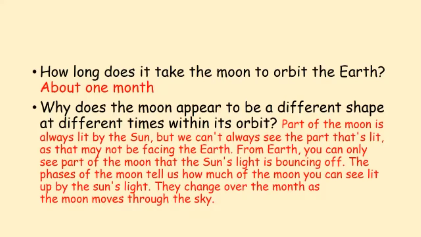So the moon is between the sun and the Earth. At that point, we can't see the moon because the other side of it is lit by the sun. That's a new moon. From Earth, you can only see the part of the moon that the sun's light is bouncing off when it's not a new moon. The phases of the moon tell us how much of the moon you can see lit up by the sun's light, and they change over the month as the moon moves through the sky and through its orbit of Earth.